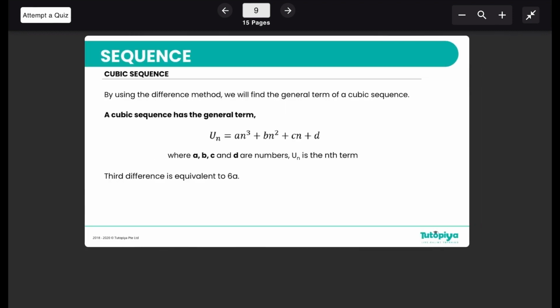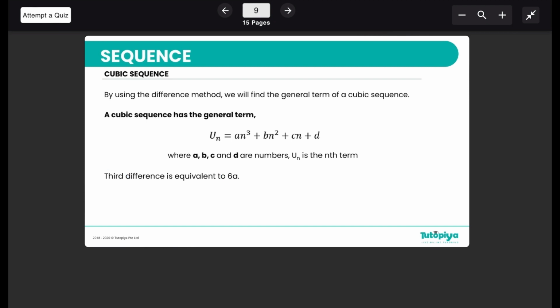The cubic sequence, we have to go a next step further, right? So this is the general form of a cubic sequence. You have a n cubed, b n squared, c n, and d. And this time we are looking at not the second difference but the third difference, and we know that the third difference is equal to 6a.